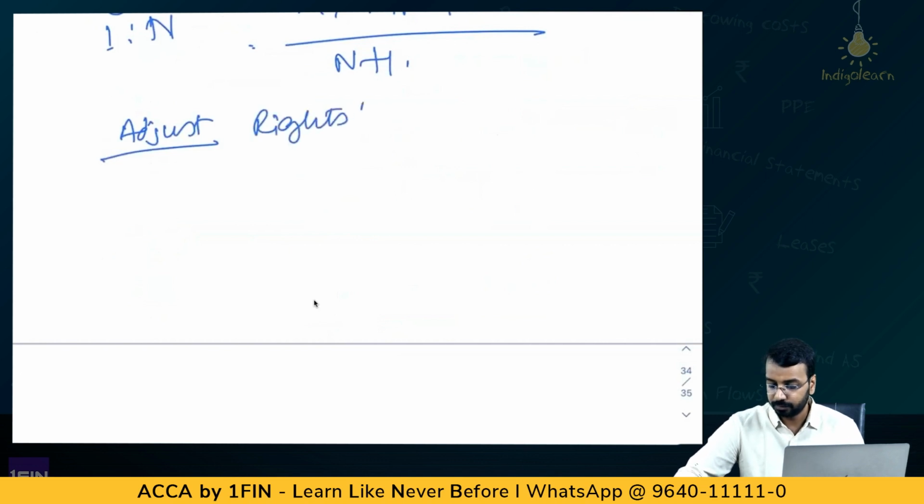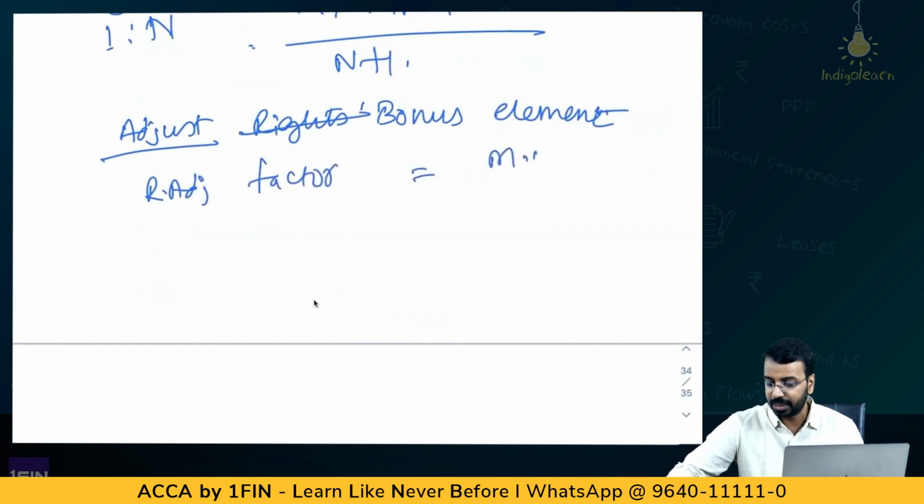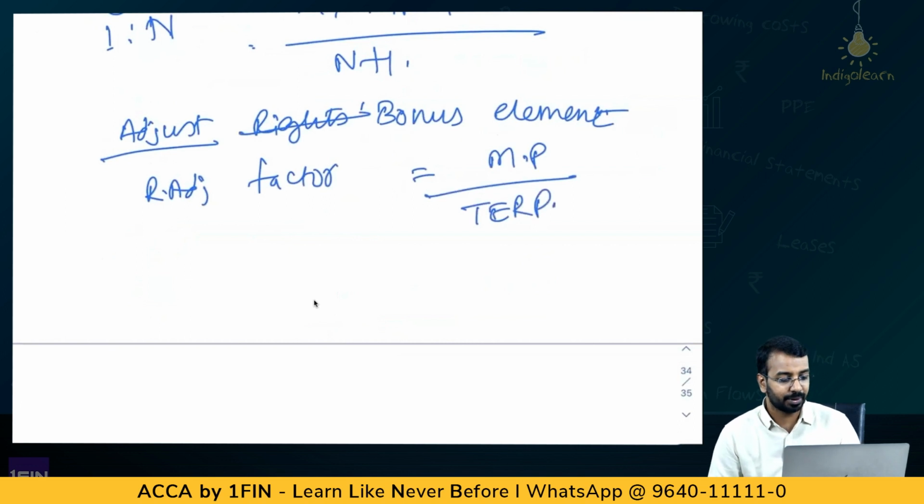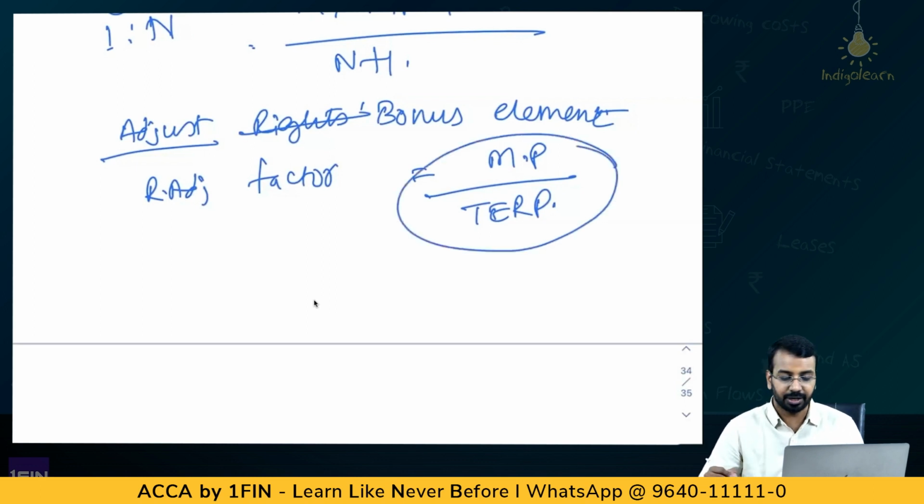After you have calculated theoretical ex-rights price, you have to adjust the bonus element, and to adjust the bonus element we calculate something called the rights adjustment factor, which is nothing but your market price divided by theoretical ex-rights price. Now, this market price divided by theoretical ex-rights price is used to adjust the earnings per share. So, when you have to restate the earnings per share, what you will do?